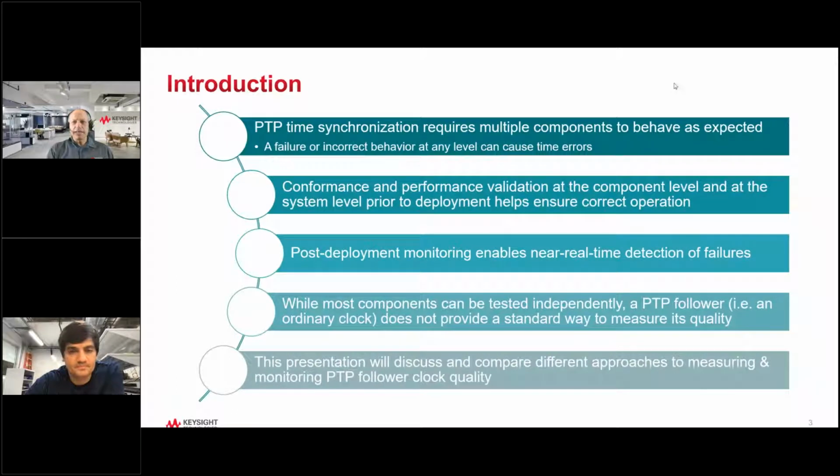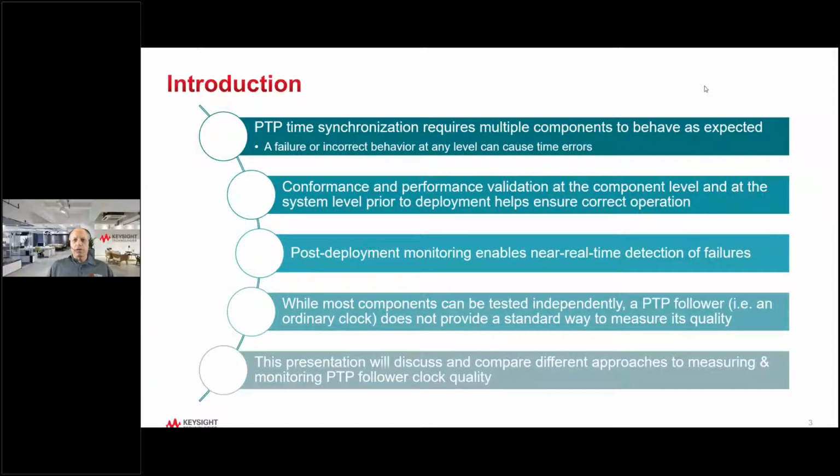So having said that, I'm going to introduce today's talk. First of all, PTP time synchronization requires every component to behave as specified. A failure or incorrect behavior at any level, doesn't matter whether it's the grandmaster, transparent, or boundary clock, or the ordinary clock, will lead to time errors. Conformance and performance validation at both the component level and the system level prior to deployment help ensure operation, but we really want to test things post-deployment by monitoring so that we can detect the failure.